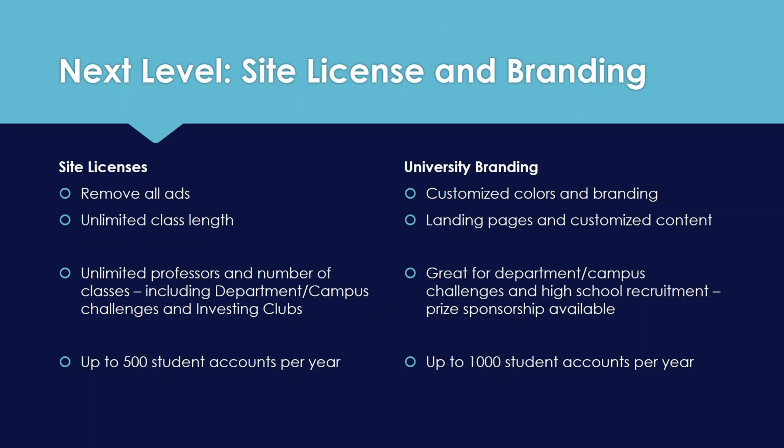The next level is if you want to do a university branding. We can also white label the entire StockTrak platform to your school's colors, logos, and things like that, with custom landing pages and customized content. This is used most often for schools that are doing the department and campus challenges, and we're also seeing a lot of schools working with the university recruiting department for running high school challenges in the summer. If you do run a campus challenge or a department challenge, we will sponsor some prizes up to $500, and this will cover up to 1,000 students per semester.